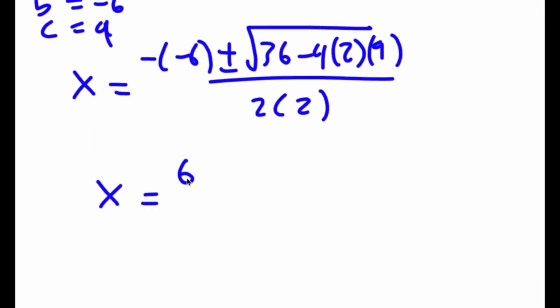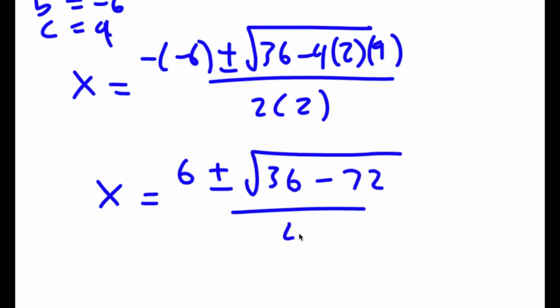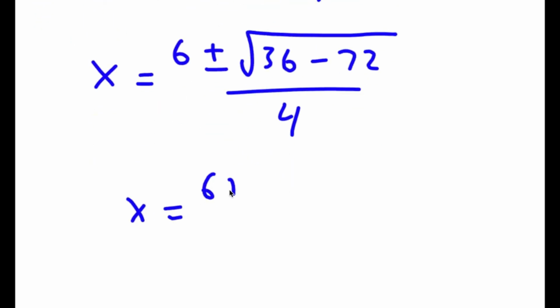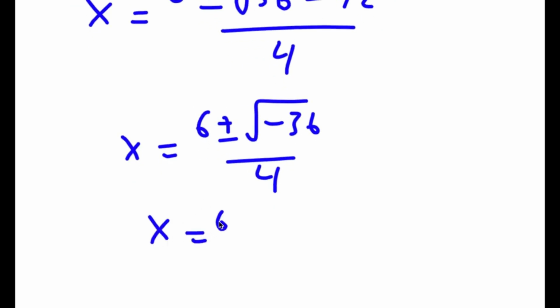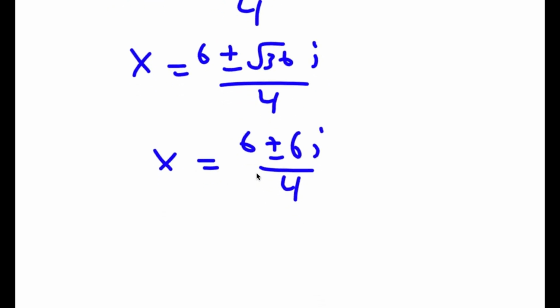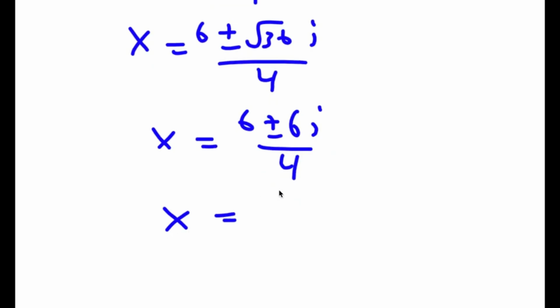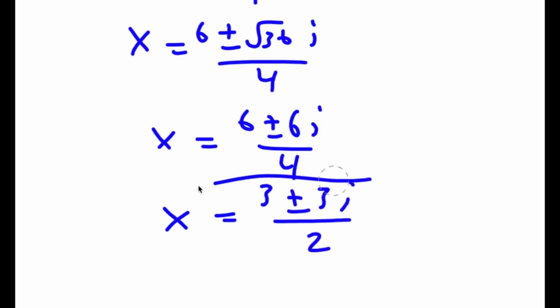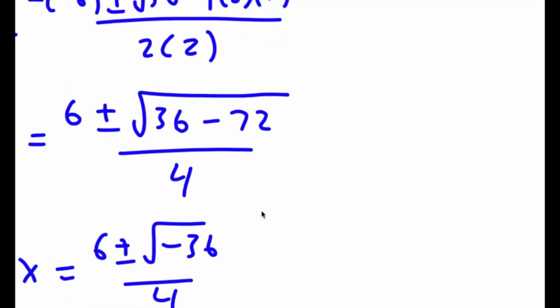And now this is equal to positive 6 plus or minus the square root of 36 minus 8 times 9, which is 72, all over 4, which is equal to 6 plus or minus the square root of negative 36 over 4, which is equal to 6 plus or minus the square root of 36i over 4, which is equal to 6 plus or minus 6i over 4. And if I divide everything by 2, I get 3 plus or minus 3i over 2. So these are two more solutions.